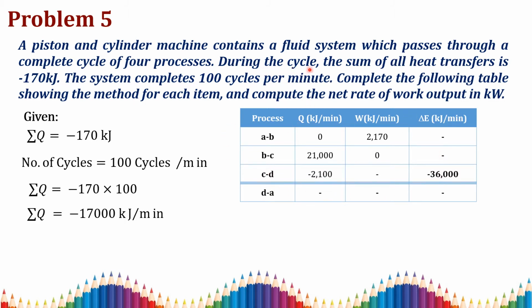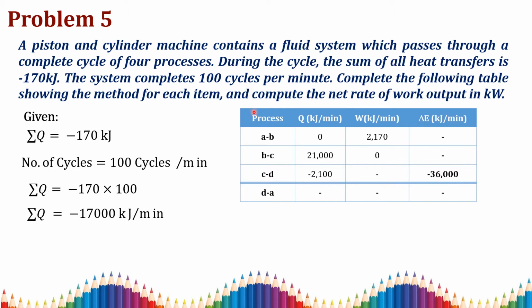During the cycle the sum of all heat transfer is 170 kilojoule. By summing all these values, that is the summation of the whole heat transfer, Q of AB and Q of BC and Q of CD plus Q of DA, is equal to 170 kilojoule. The system completes 100 cycles per minute. So the number of cycles is 100 cycles per minute.